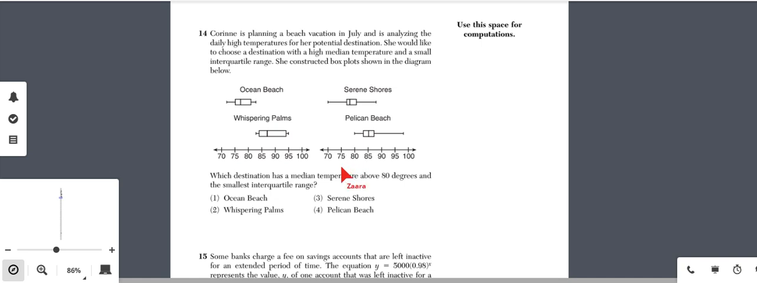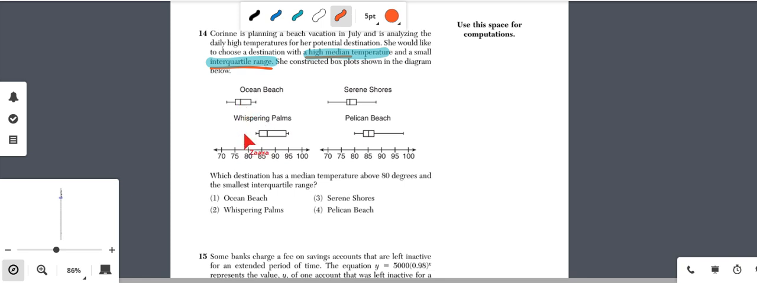Please look at the question, what it says. It says that she is planning a beach vacation in July and analyzing the daily high temperature of her potential destinations. She would like to choose a destination with a high median temperature and small interquartile range. Okay, the conditions are that the median would be high and the interquartile range would be smaller. She constructed the box plot here. So now which one has the high median?